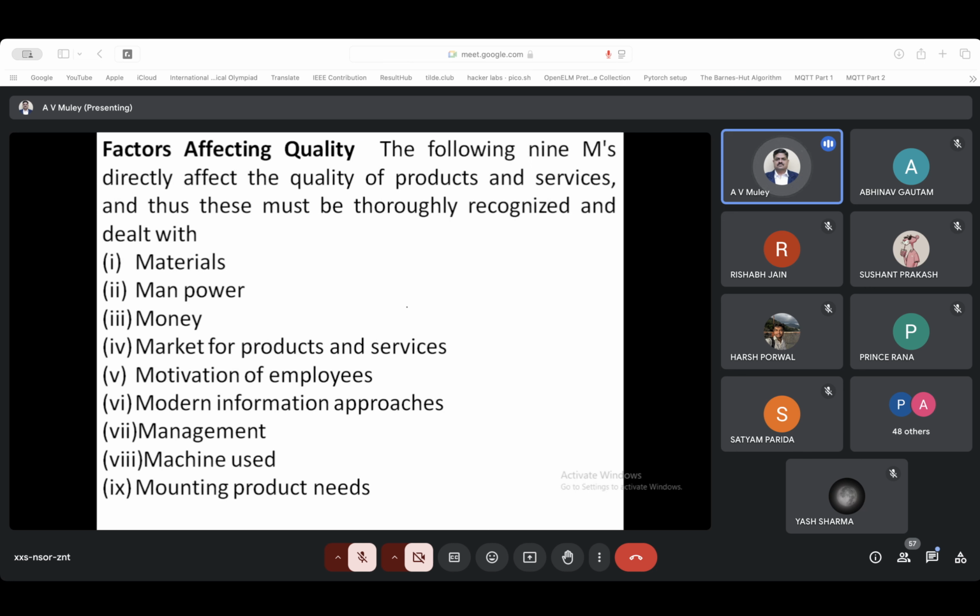Factors affecting the quality. तो क्या क्या factors are that affect the quality? Following 9M directly affect the quality of the product and services, and thus this must be thoroughly recognized and dealt with. Material है, manpower है, money, market for the product and services, motivation of employee, model information approaches, management, machine use, mounting product needs. मतलब जो requirement from the mounting product needs का मतलब है कि customer requirement कि क्या क्या है. customer आज बोलेगा ये चीज चाहिए, कल बोलेगा कुछ और चीज चाहिए, like that.